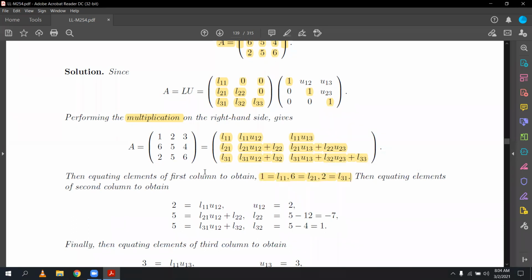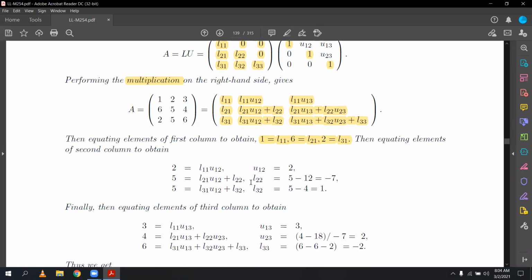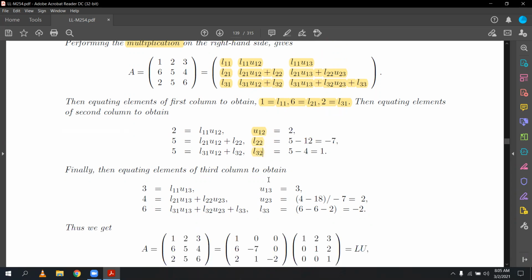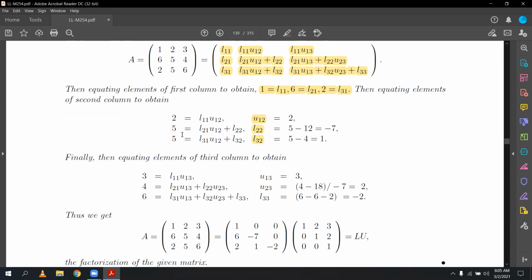Then you use the same way. The second column of this unknown matrix is equal to the second column of the given A matrix, which I give here. Now you can find the other three possible unknown elements. And then you do the last step. The third column of unknown elements is equal to the given A third column, which is 3, 4, 6. And you will get the rest of the three elements.